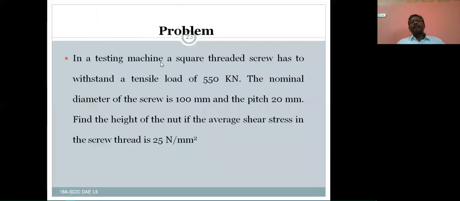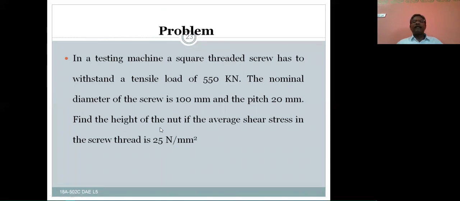So in a testing machine, a square threaded screw has to withstand a tensile load of 550 kilonewtons. The nominal diameter of the screw is 100 mm and the pitch is 20 mm. Find the height of the nut if the average shear stress in the screw thread is 25 newton per millimeter square.